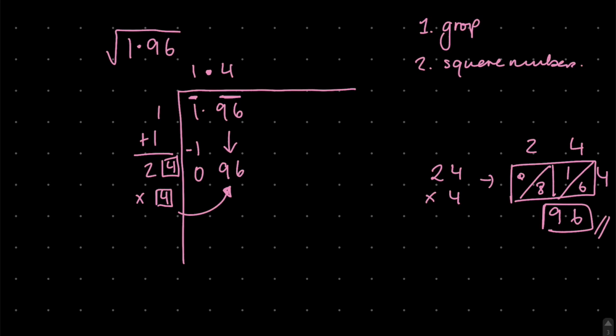Now 24 times 4, we know that's 96. When we subtract 96 from 96, well, that gives us 0. There are no other remainders, and thus our answer must be 1.4.